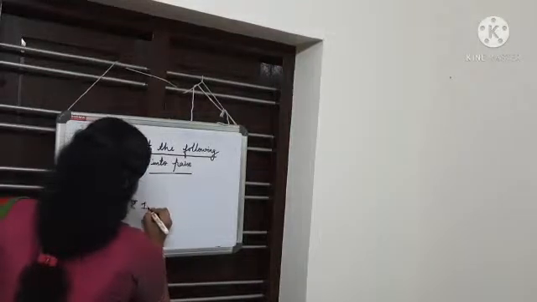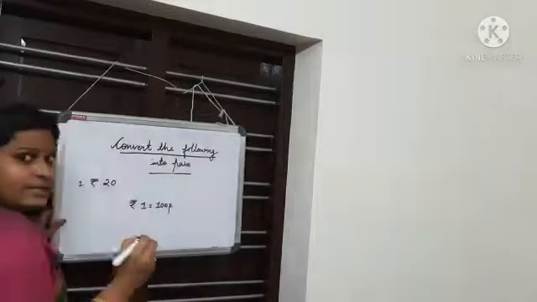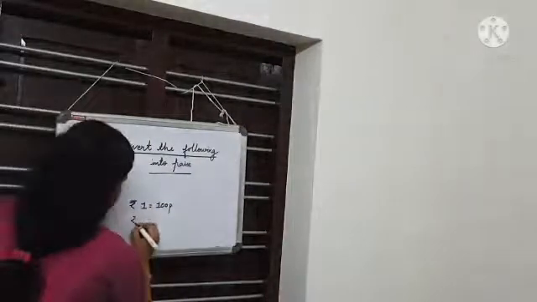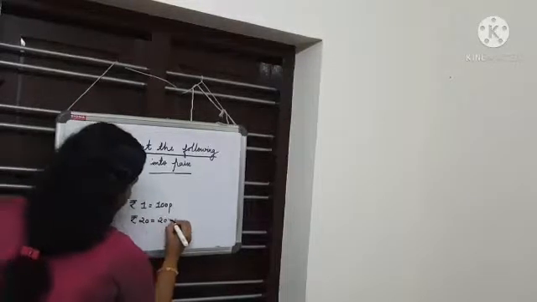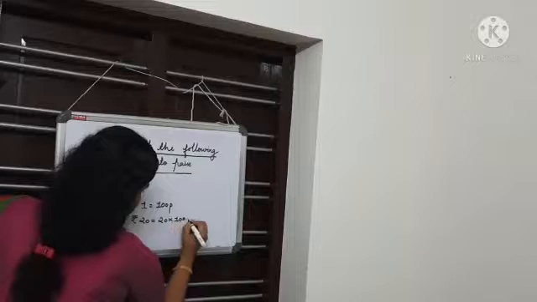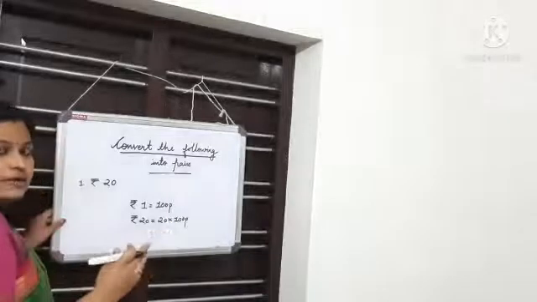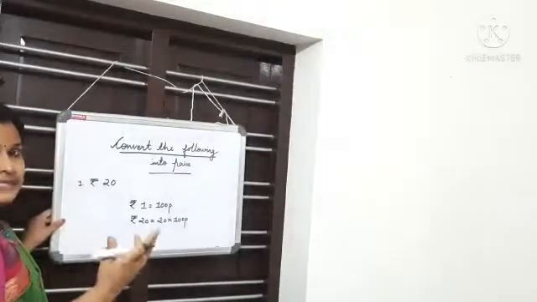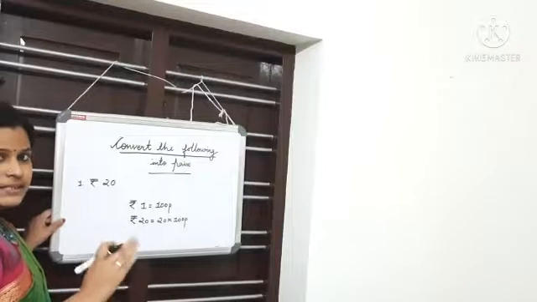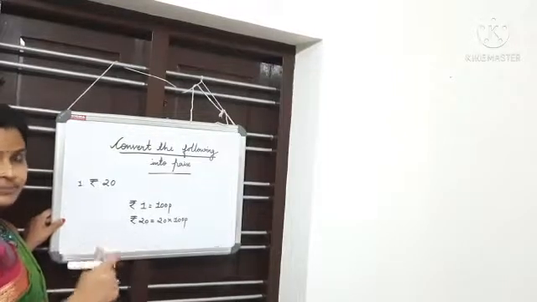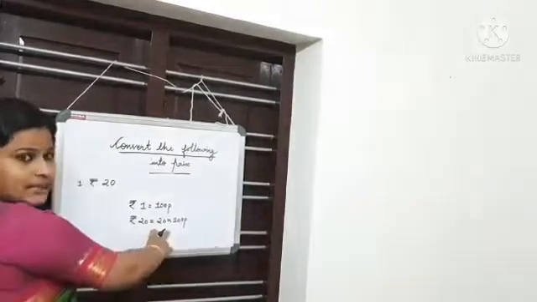1 rupee is equal to 100 paise. Therefore, we can write 20 rupees is equal to 20 into 100 paise. How did we get this step? We know to convert rupees to paise, we have to multiply by 100, right? To convert rupees to paise, what should we do? We have to multiply by 100. That is how I wrote this step, okay?